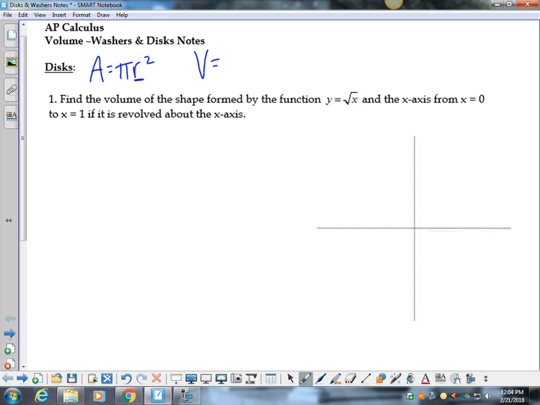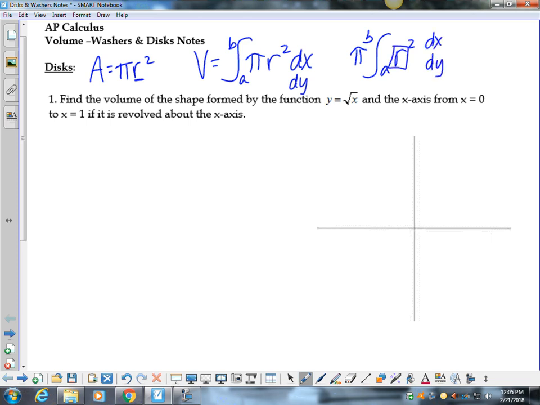To find the volume of it, you're going to take the integral from a to b of pi r squared dx, or dy, depending on which way you're slicing it. I'm going to take the pi and set it out front because it's a constant. R is the radius of your shape, and that's going to be the top minus the bottom of your rectangle, of your slice.